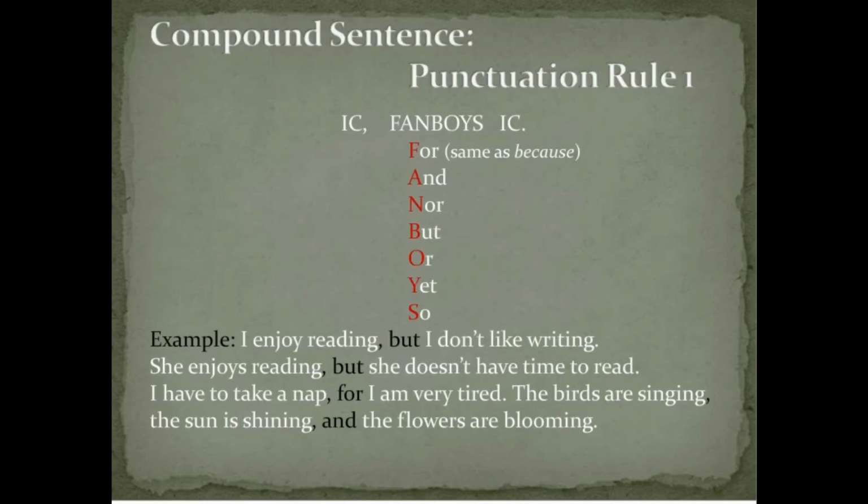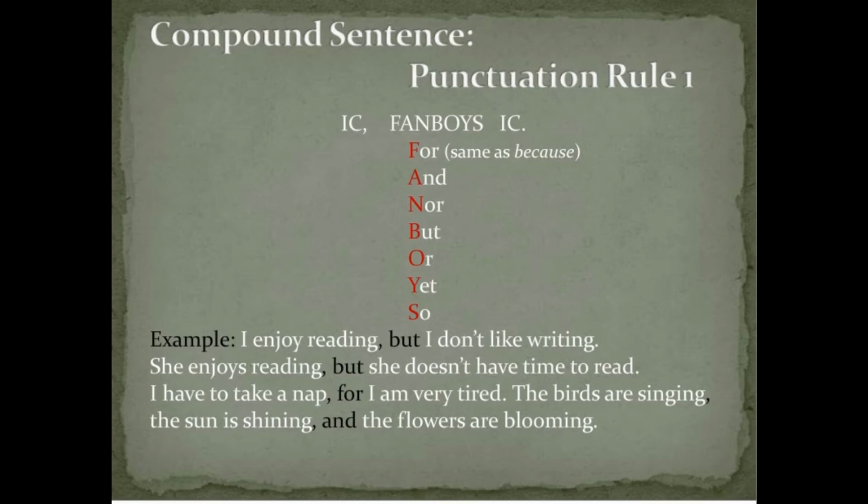Writing a compound sentence involves the right punctuation. Rule number 1, Fanboys. You connect two ICs with a comma and Fanboys in between. Fanboys stands for F for, A and, N nor, B but, O or, Y yet, S so.